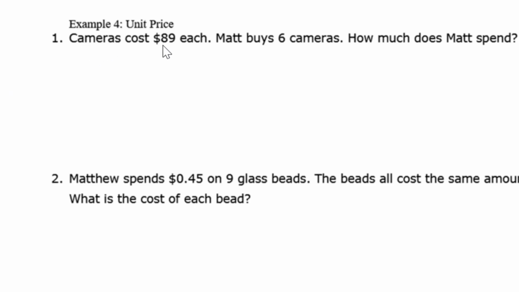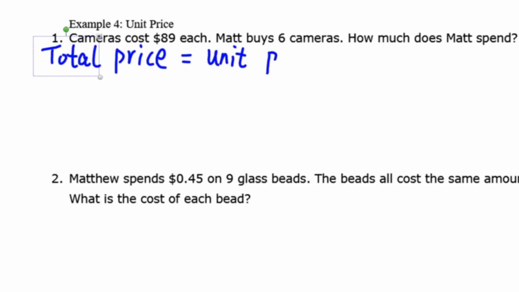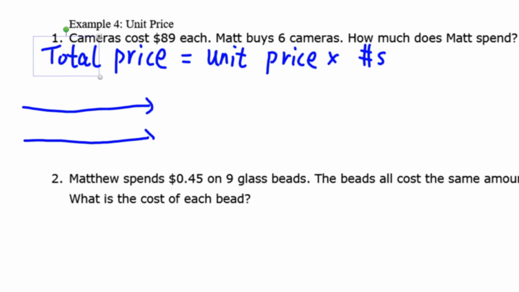Okay, so this is unit price. So cameras cost $189 each. Matthew buys 6 cameras. It asks you how much does Matthew spend. So this one is unit price, and we want to find the price for 6. So from unit price to total price, the formula will be total price equals unit price times quantity. Unit price times quantity.